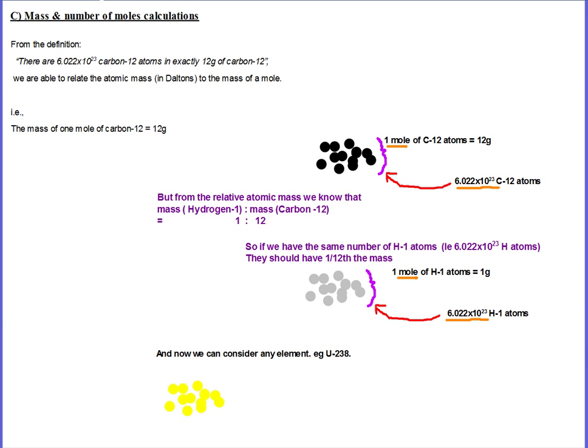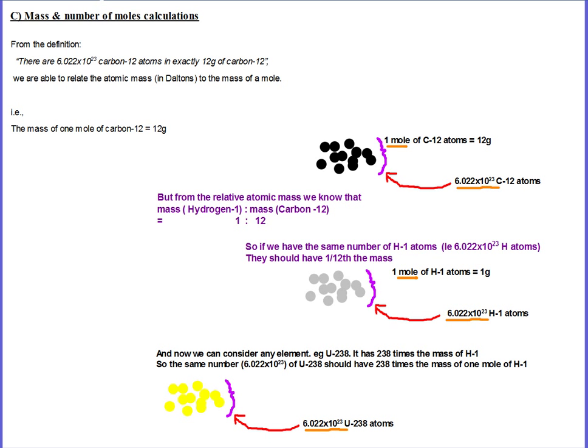So let's say we take another element. Let's say we take uranium and the isotope uranium-238. Now, we know that each atom of uranium-238 must be 238 times the mass of hydrogen-1. So the same number of uranium-238 atoms, i.e. 6.022 by 10 to the 23 uranium atoms, should have 238 times the mass of that 1 mole of hydrogen. So if we've got 6.022 by 10 to the 23 uranium-238 atoms, which is 1 mole of uranium-238 atoms, it should have 238 times the mass of the 1 mole of hydrogen atoms, which is obviously 238 grams.